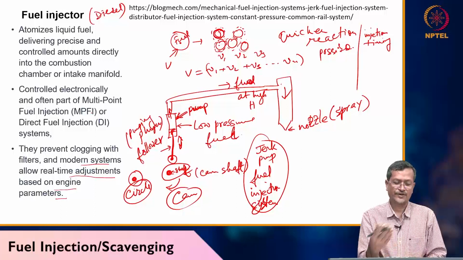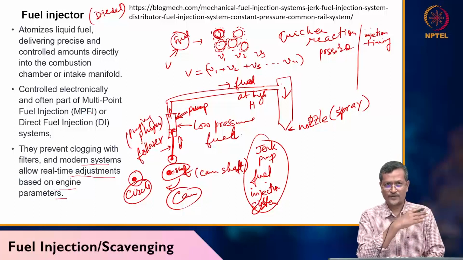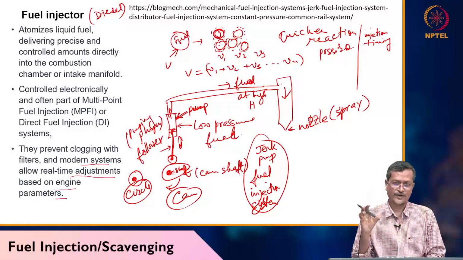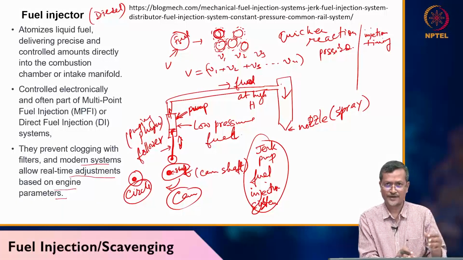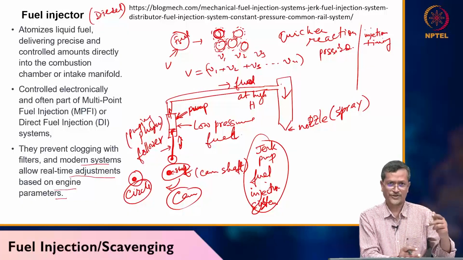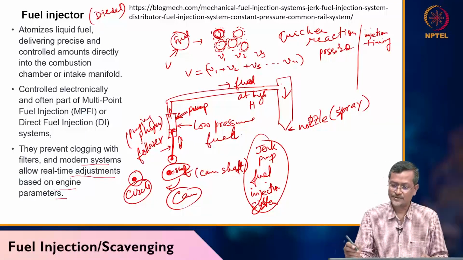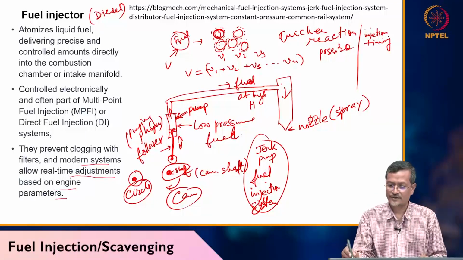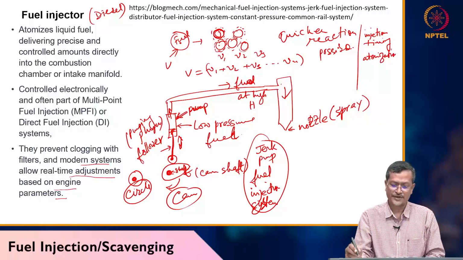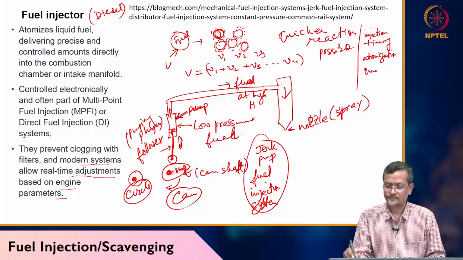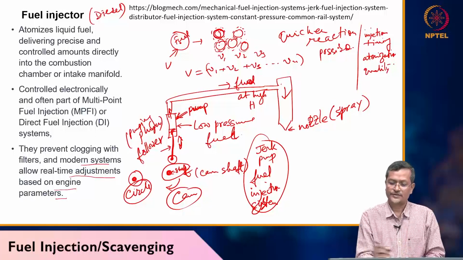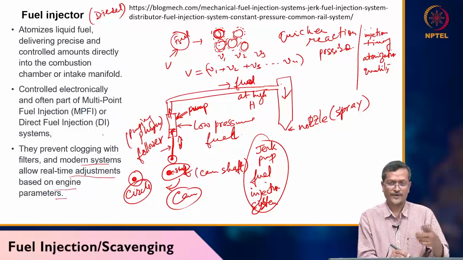But in a diesel engine fuel injector system, fuel you are injecting separately and air you are injecting separately. So air when it is entering, it is getting compressed. After compression, the fuel will be injected. So the three functions are there: injection timing control, atomization, and quality control. These three things will be done by your fuel injector.